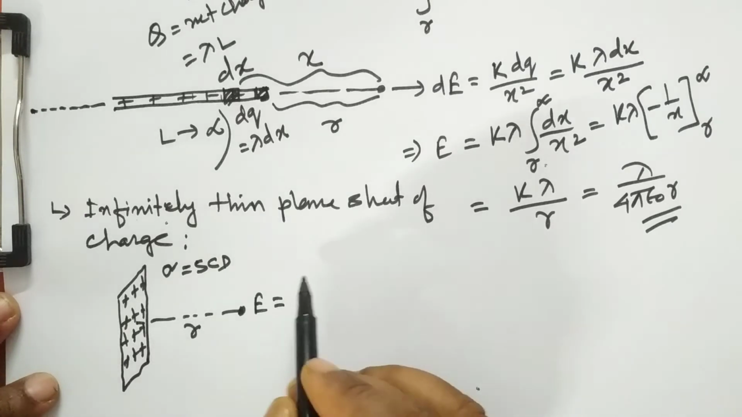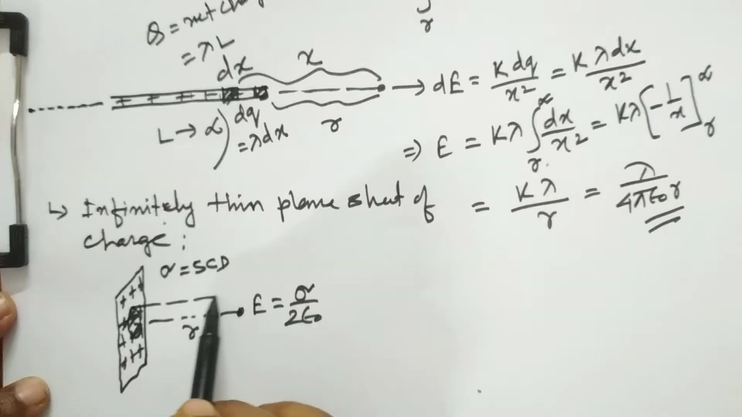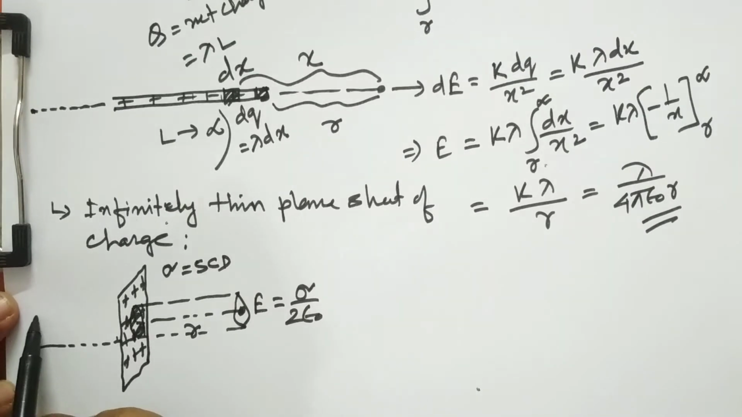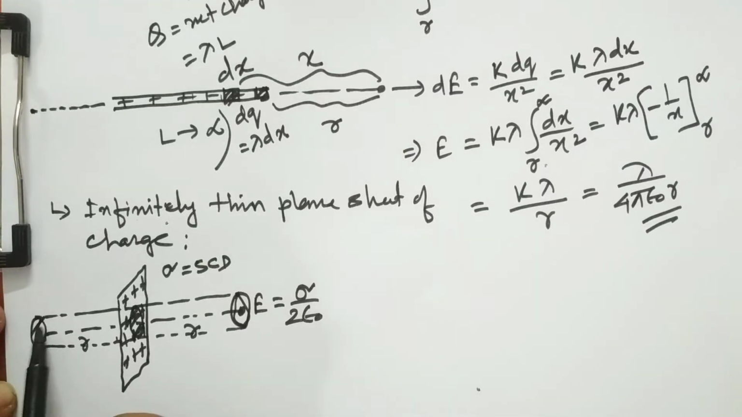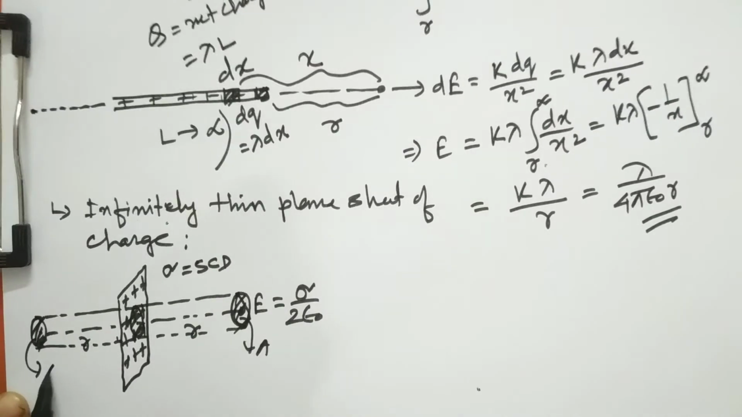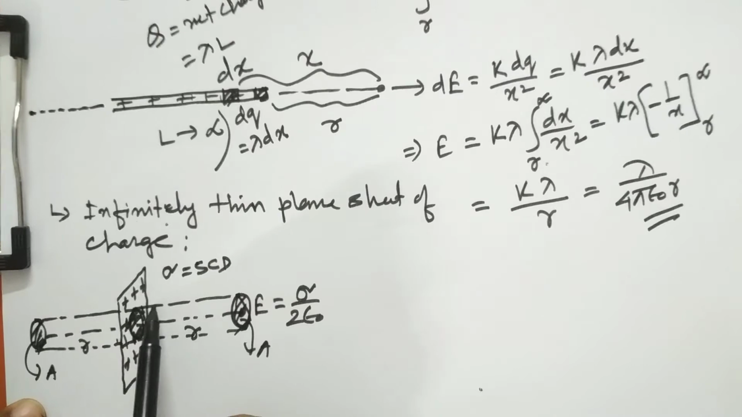This one we have done already with the help of Gauss's theorem. Sigma divided by twice epsilon naught. Considering a Gaussian surface here, if you remember, which will become cylindrical. Can consider to the other side also. So we have got finally a cylinder. This area is A. This is a cylindrical surface. There is a curved surface.